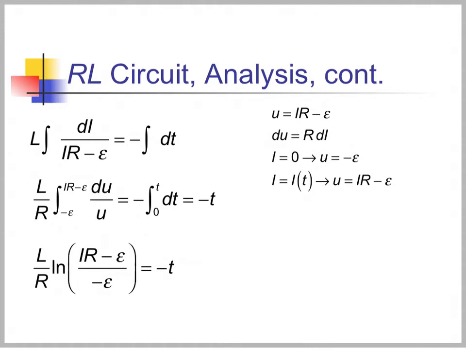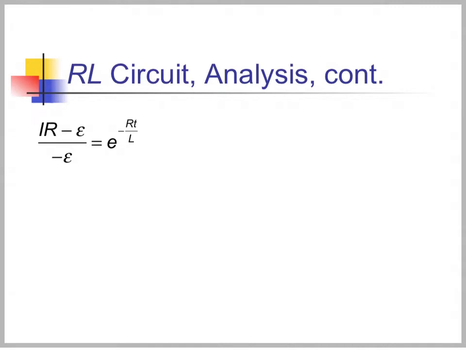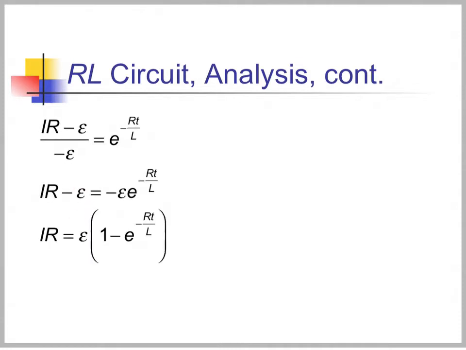We can multiply by r over L. Then take the exponential of both sides, and we get IR minus E over negative E is E to the minus RT over L. We can simplify this a little bit more, multiply both sides by minus E, bring this E over to the other side, and we get IR is equal to E times 1 minus the exponential of minus RT over L, or I as a function of time is the battery voltage over the resistance times 1 minus E to the minus RT over L. So the current changes exponentially.